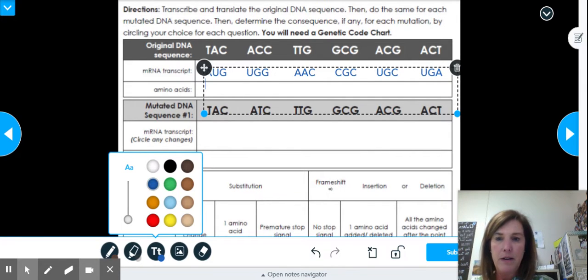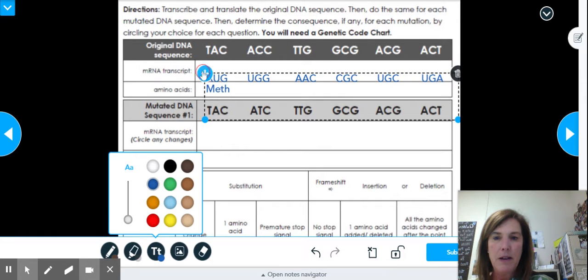Should have gotten methionine, and I'm just going to shorten them to a few letters. Let me move this down a little bit. There we go. Methionine, and UGG was tryptophan. So I'm just going to write trypto.